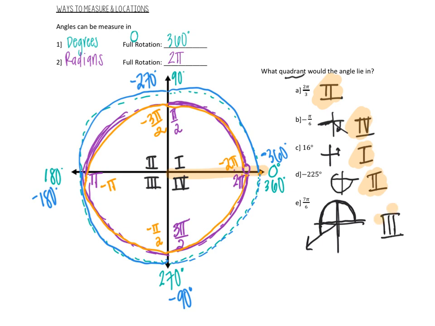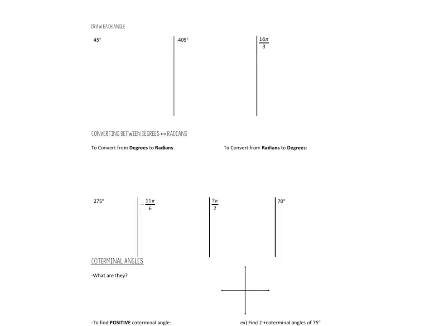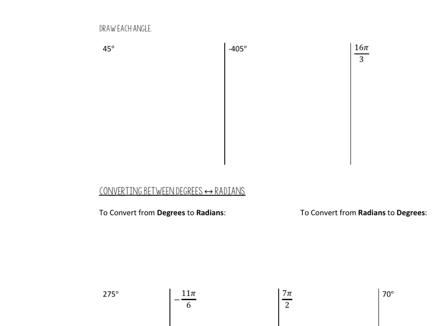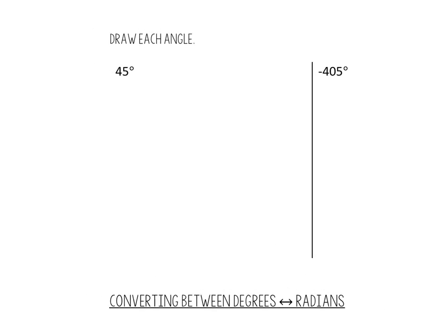Check to make sure that you have each of those quadrant locations correct. If you need to go over some more of those in our little office hours portion of class, please make sure that you're asking. Let's go on to the next page. In this next portion, we're going to practice drawing each angle. We're going to practice starting at the positive x-axis and landing in the appropriate quadrant. So we have ourselves 45 degrees.